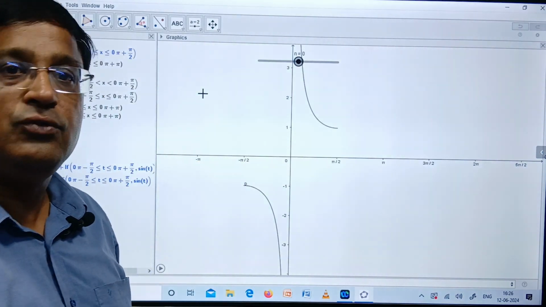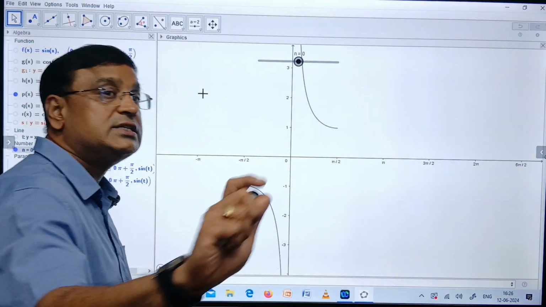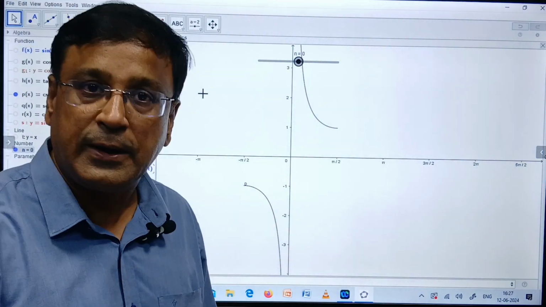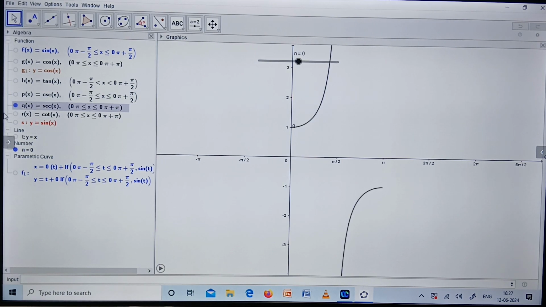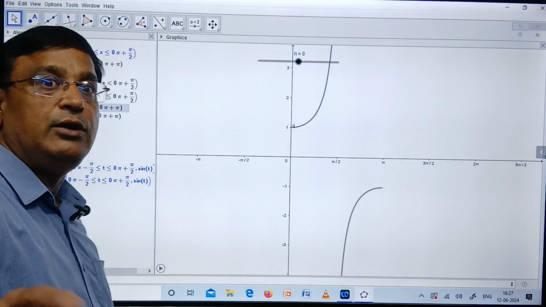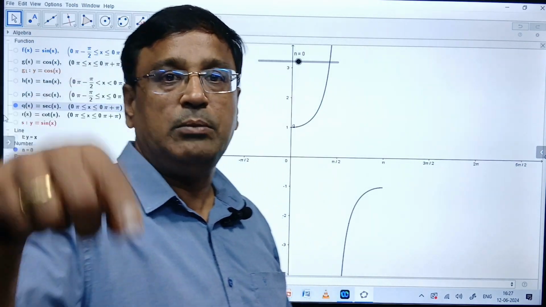1 to 1 and on to, so inverse will exist. So here also it is minus pi by 2 to pi by 2 excluding 0. Okay. Now let me take you for secant. What will be for secant? You can see clearly secant pi by 2 is undefined because secant is 1 by cos, cos pi by 2 is 0. So 1 by 0 is undefined.